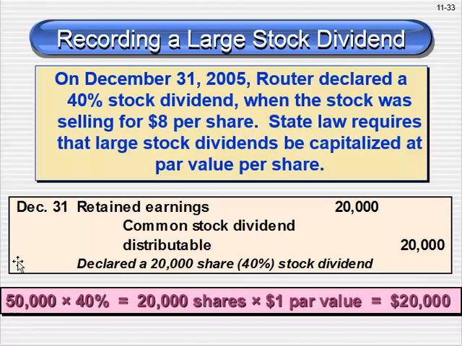So it looks like we have here 50,000 shares were previously issued and outstanding. We'll multiply that times the stock dividend percentage, 40%. So they're going to issue 20,000 new shares. And we multiply that times the par value, so that's $20,000. That will become my debit and my credit. Debit retained earnings, so I'm going to reduce my retained earnings by $20,000. Credit that common stock dividend distributable.